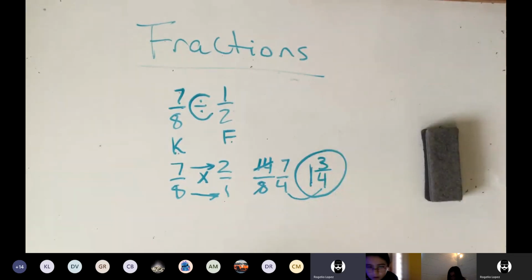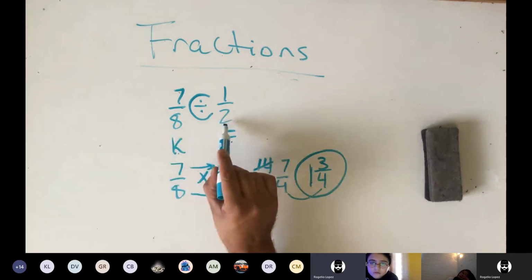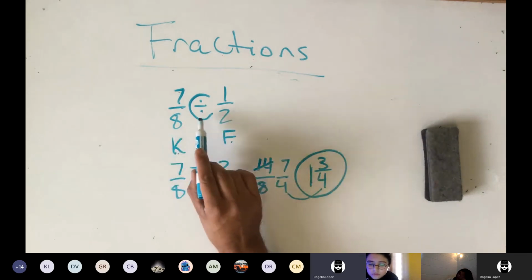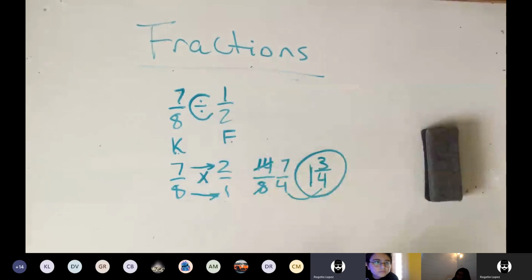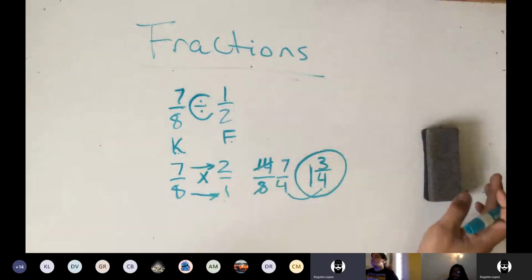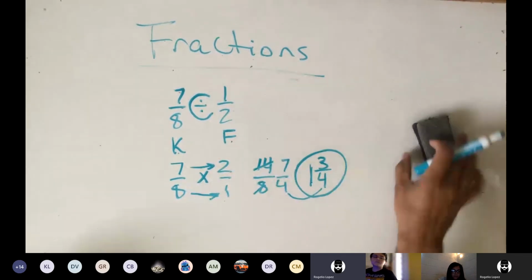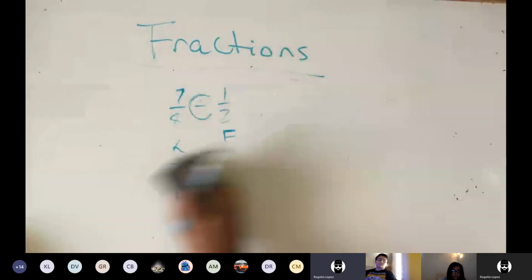Okay, so that's how you do fractions. You keep the first fraction, you flip the second fraction, and then you change the division into multiplication. And then you just follow the steps for multiplication straight across, and you solve it. Okay, we'll do one more, but with mixed numbers.